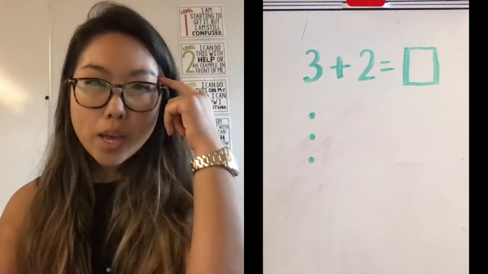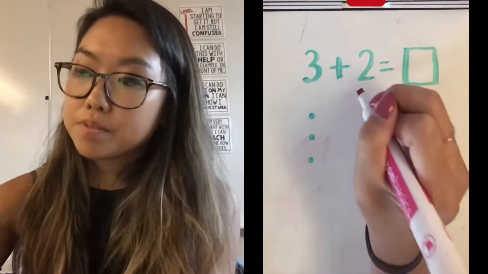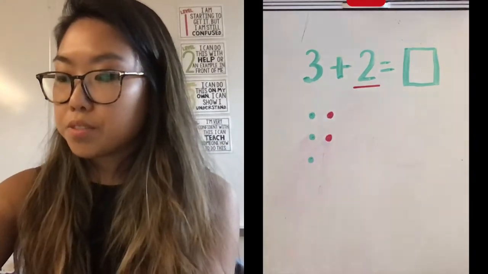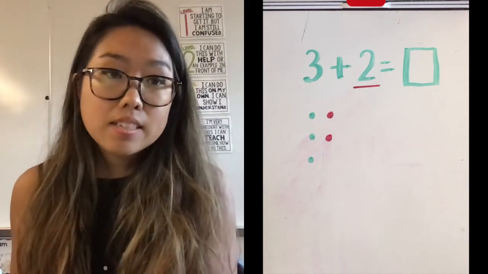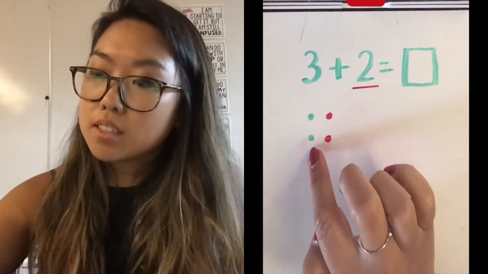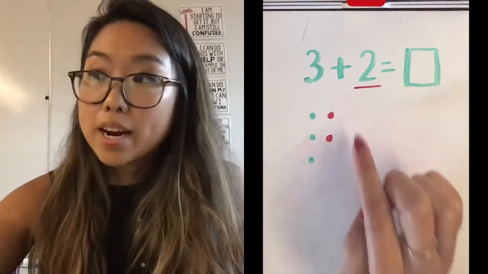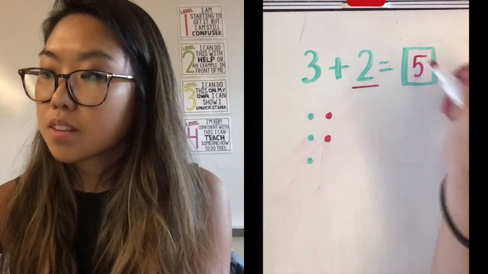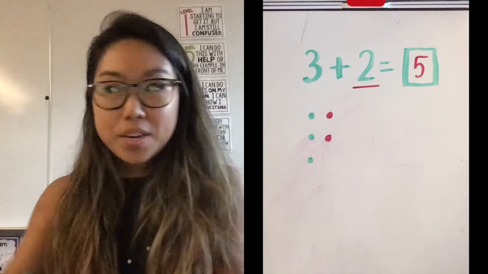Then I need to think, okay, I'm going to add 2. So if you want, you could use a different color. And this could be 2. So I have 1, 2. Now I drew a picture so I can add together my addends and see what my sum is. So count with me. 1, 2, 3, 4, 5. So I see there are 5 dots in my picture, so I know the sum is 5. Let's try a different one.